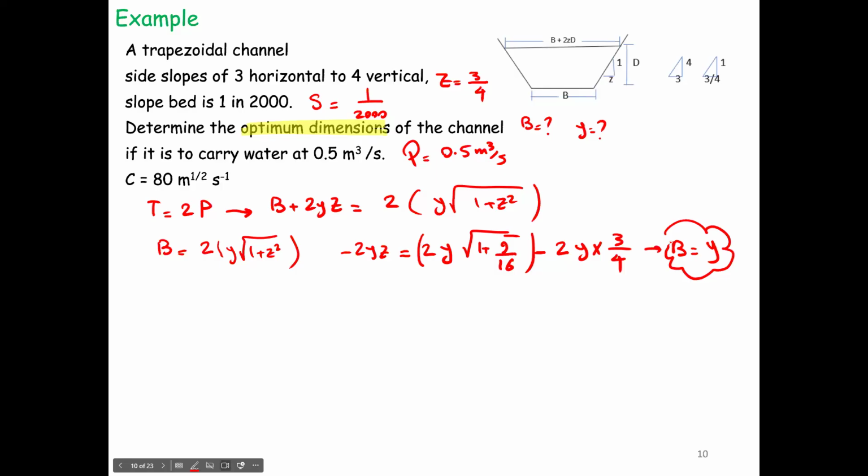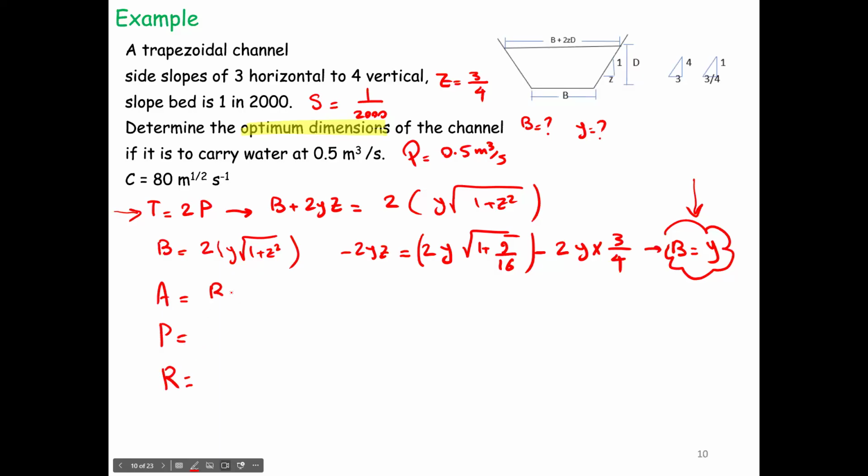9 plus 16, so that's 25 over 16, square root is 5/4. Correct. Don't write them, I'm just double checking. 5/4. Yeah, that's correct. So based on the definition for best hydraulic section, you will end up with the relationship between B and Y. Now you can start finding area, P and R.